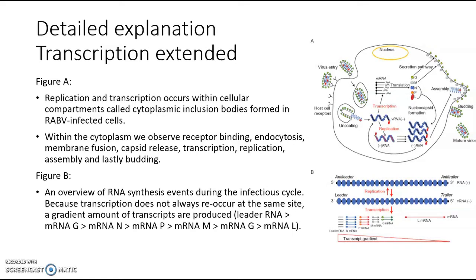Reinitiation of the transcription does not always occur, generating gradient amounts of the transcript, with leader RNA having the most product, and mRNA L having the least abundance. So viral negative-sense and positive-sense RNA are produced during replication and are always associated with N and L.